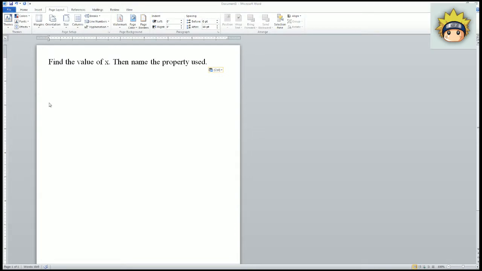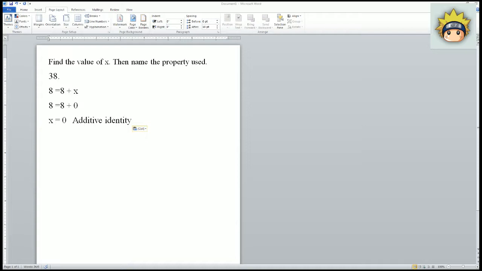Number 38. 8 equals 8 plus x. Because there's already an 8 on the left and an 8 on the right, the x here is 0. When x is equal to 0, we call that the additive identity, because when we add 0, nothing changes.